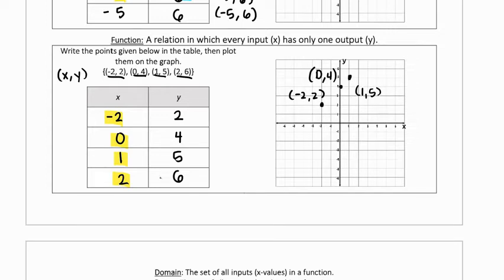And the last point we had was 2, 6. So we start on our origin, we count 2 spaces to the right, and then we count up 6 spaces from there.